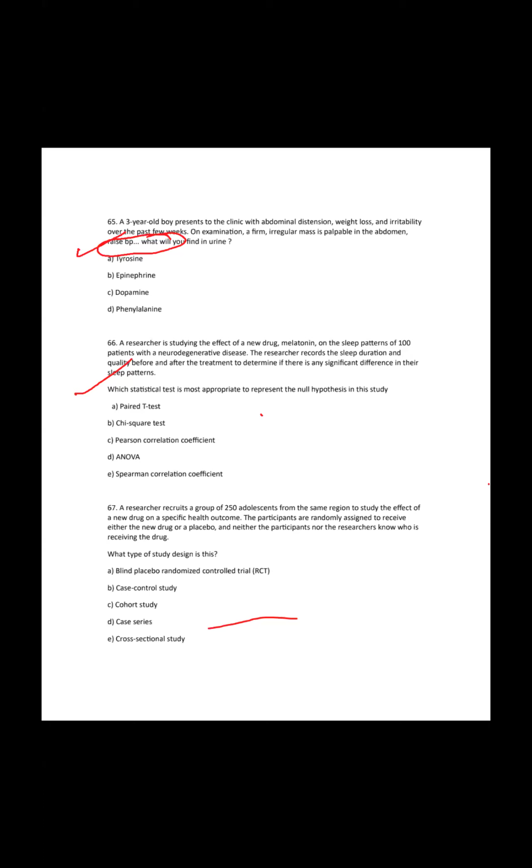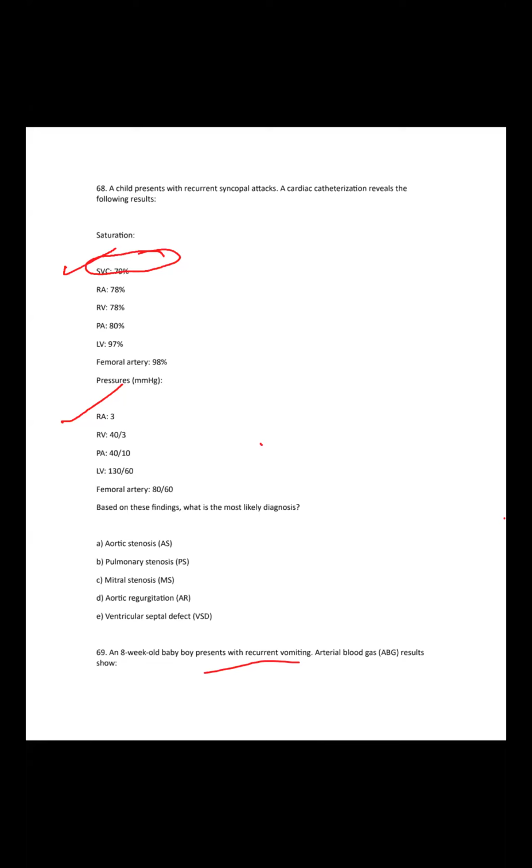Next question: a child presented with recurrent syncopal attacks. Cardiac catheterization reveals the test. If you just start with the saturation of the femoral artery, it is telling me this is an acyanotic heart disease. Now, if I look at the saturation first, SVC, right atrium, right ventricle, all are okay. Pulmonary artery, all are okay. Left ventricle saturation is also okay.